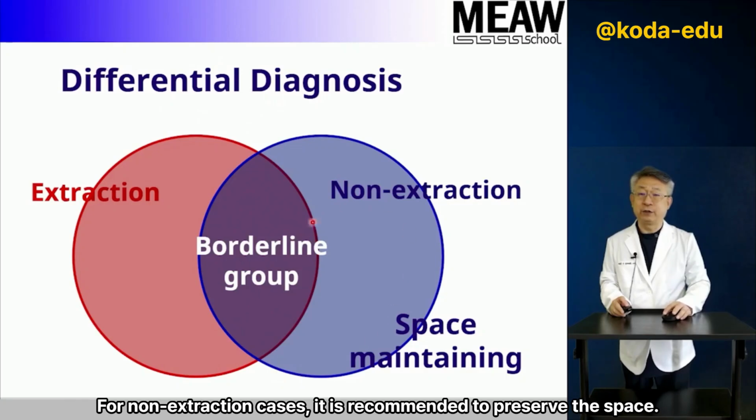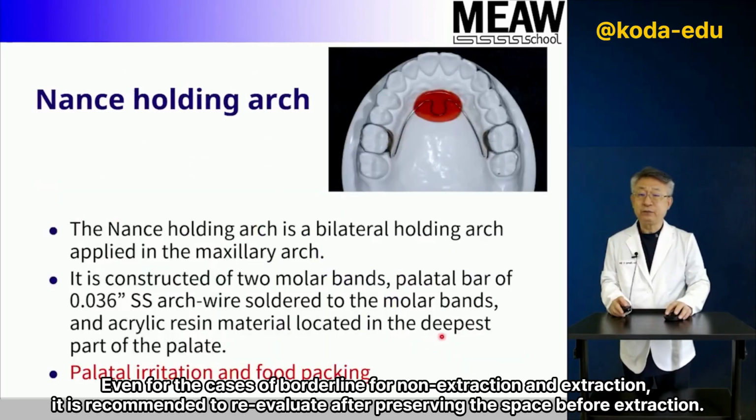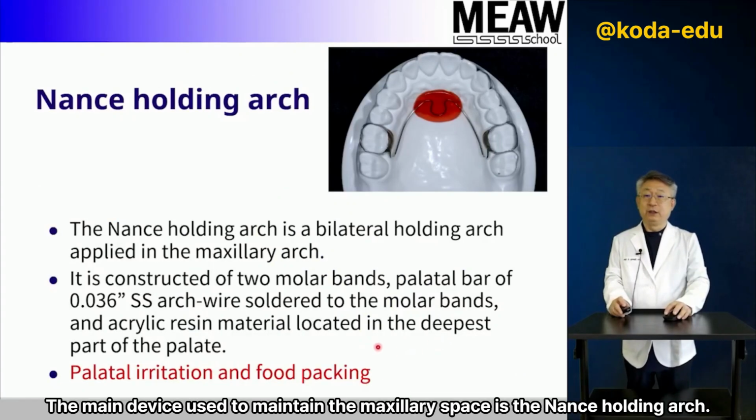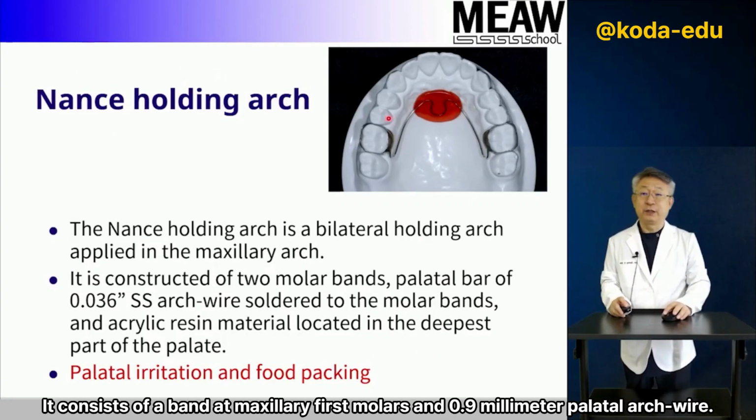For non-extraction cases, it is recommended to preserve the space, even for borderline cases between non-extraction and extraction. It is recommended to reevaluate after preserving the space before extraction. The main device used to maintain the maxillary space is the Nance holding arch. It consists of a band at the maxillary first molars and a 0.9 mm palatal arch wire.